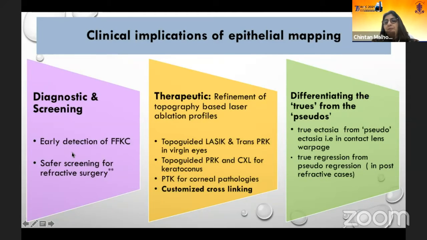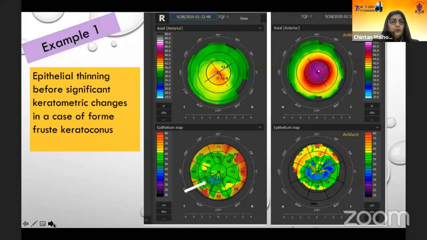So for example, if you have a true ectasia versus a pseudoectasia, in a patient with contact lens warpage, for example, you would see epithelial thinning, but unlike keratoconus, underlying that epithelial thinning, the cornea will actually be flat.